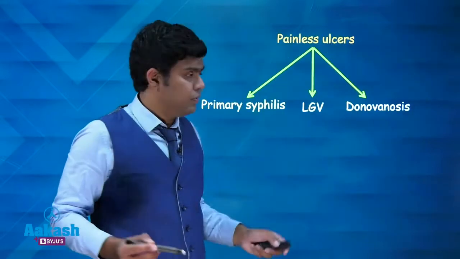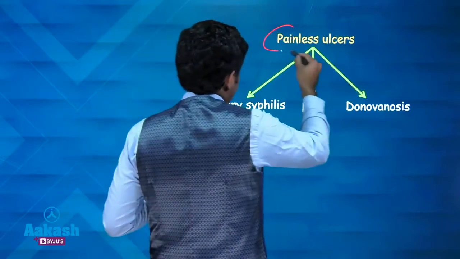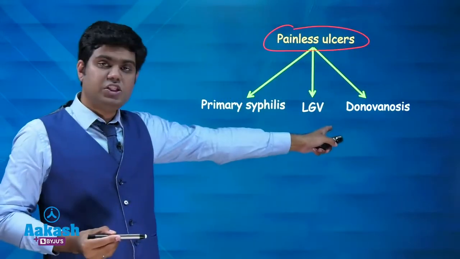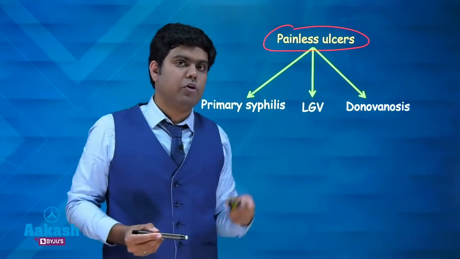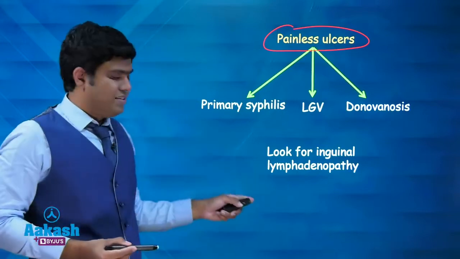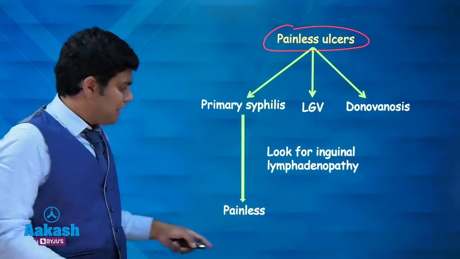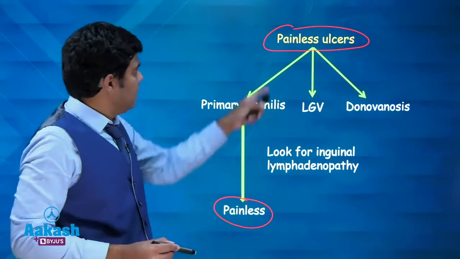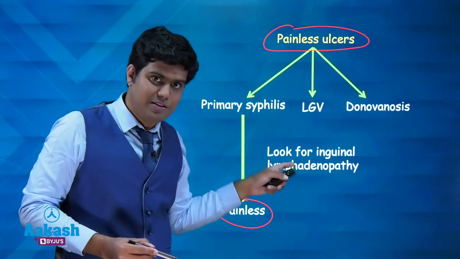Okay friends, clear till now? Right. Painless ulcer, three differentials, three DDs. One is primary syphilis, number two LGV, number three donovanosis. All three are painless ulcers. Then what about lymph nodes? On the basis of lymph node you can differentiate. Primary syphilis will have lymphadenopathy, yes, but it will be painless. Painless ulcer, painless lymphadenopathy. Think of primary syphilis. Very simple.